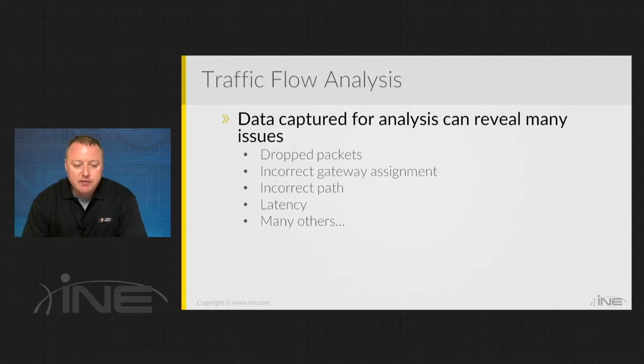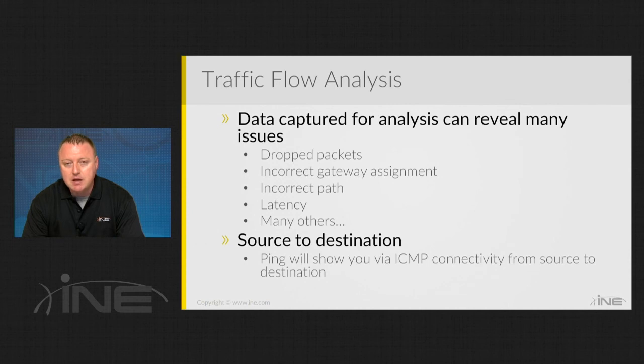So when we're doing traffic flow analysis with Wireshark, and again with the protocol ICMP, some of the things that we're going to be looking for are dropped packets, maybe an incorrect gateway assignment, it's taking the incorrect path, maybe there's latency. There's many reasons why the data may not be getting from source to destination in an appropriate time. It may not be getting there at all. It may be taking an incorrect route.